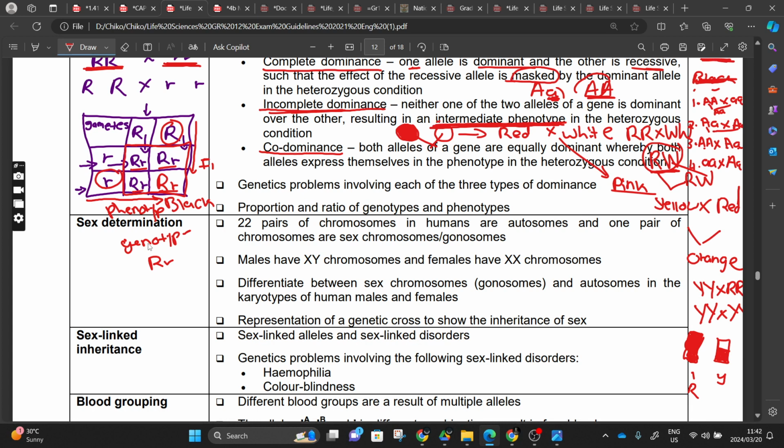And then codominance is when both of them are dominant. In other books you'll find that they represent them with C and a capital letter. I'm not sure.